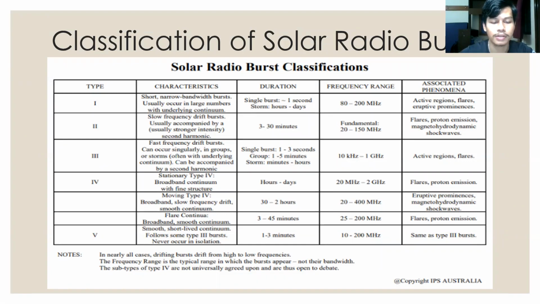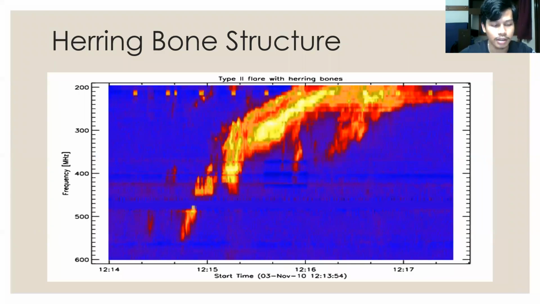By observing the frequencies of the radio bursts, they can be divided into 5 main types: type 1 burst, type 2 burst, type 3 burst, type 4 burst, and type 5 burst. In our study, I mainly focus on type 2 solar radio bursts. Type 2 bursts are caused by magnetic shock wave following coronal mass ejections. This type of burst is also known as slow drift burst.